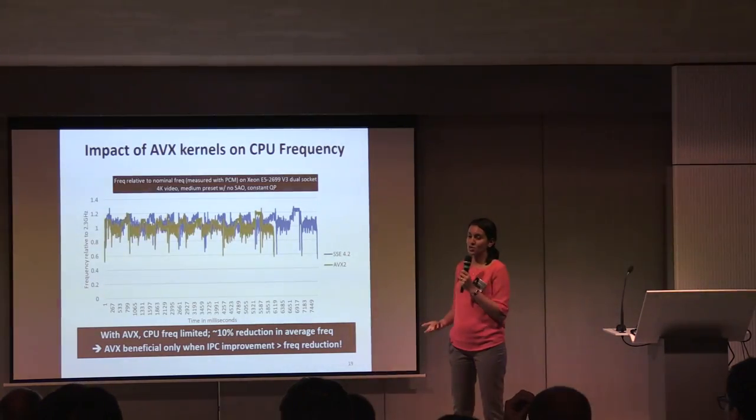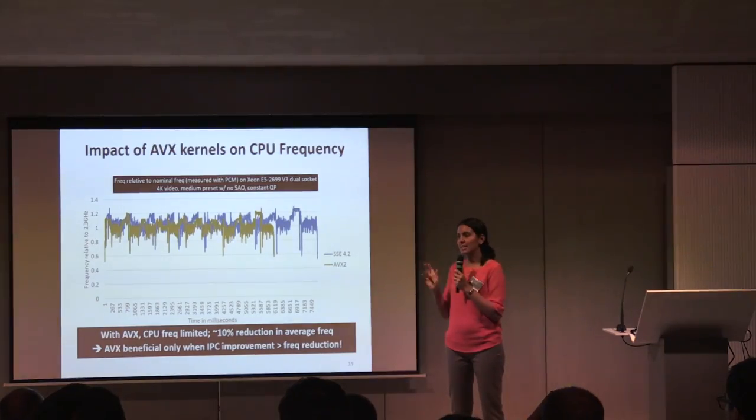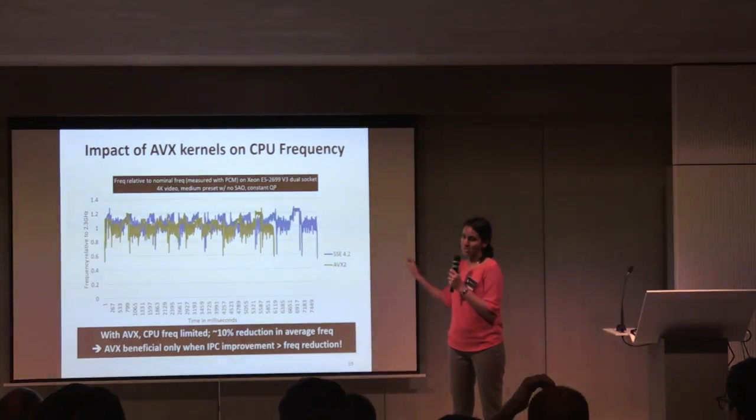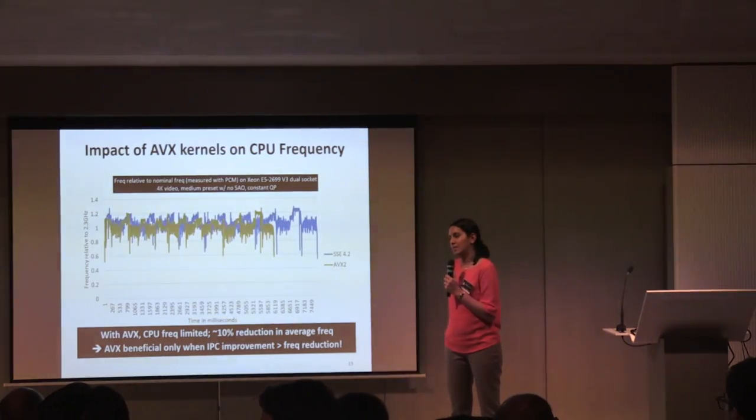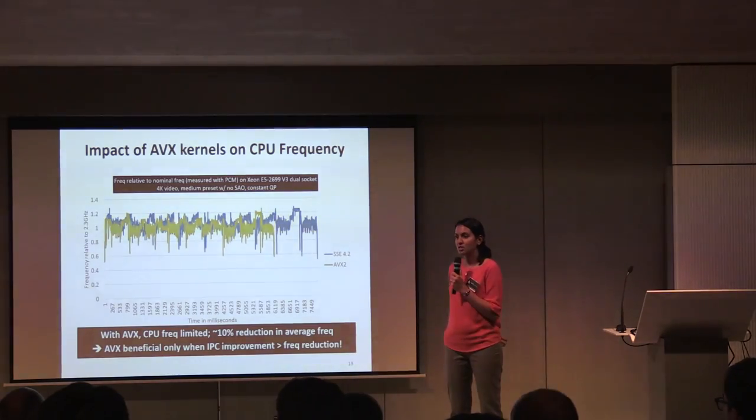So it made sense for us to turn on only those AVX2 kernels which had, heuristically, about 3 to 5% improvement over SSE. So would you say that you exceeded a power budget? Yes. Exactly. The AVX2 instructions are very heavy on the power budget.